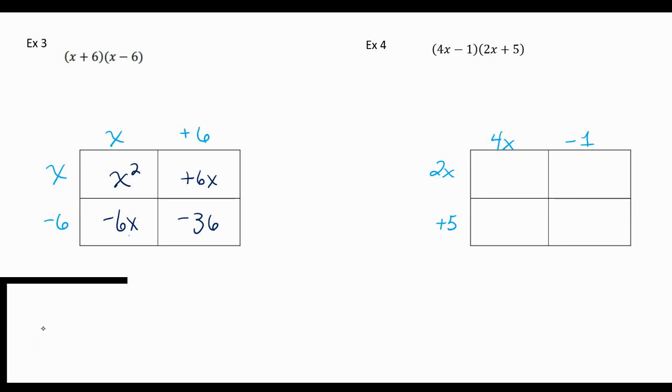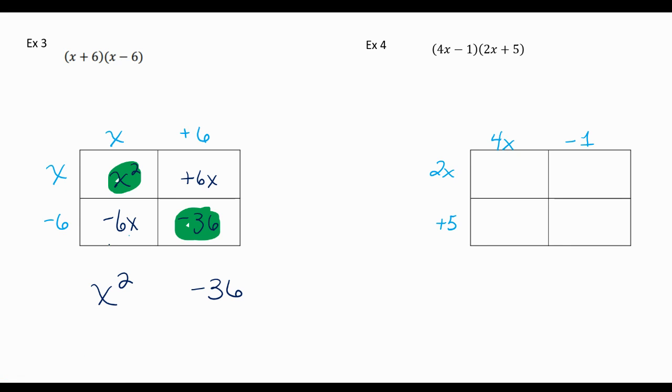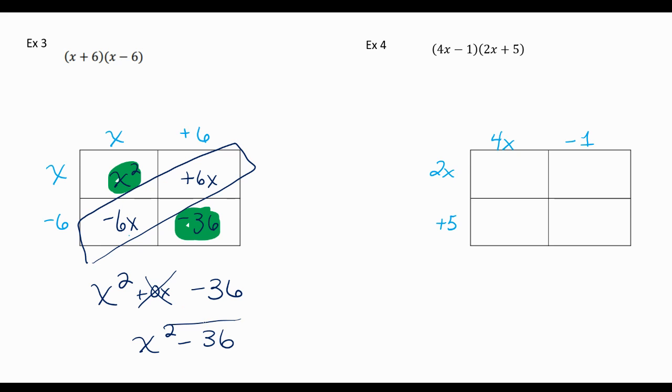So I'm going to bring down my front term and my back term. So x squared and negative 36. And then I'm going to add up the diagonals. How much is 6x minus 6x? Well, that's 0x, but nobody writes 0x. So the answer is just x squared minus 36, because 0x is nothing. And that's your answer. There's no middle term there. Don't forget to write your square.